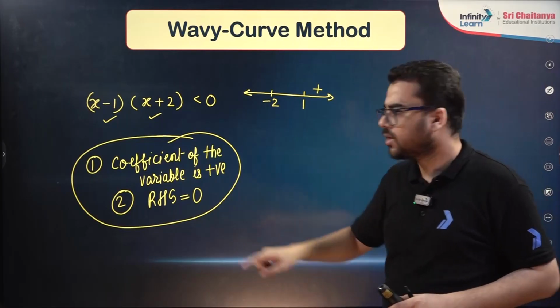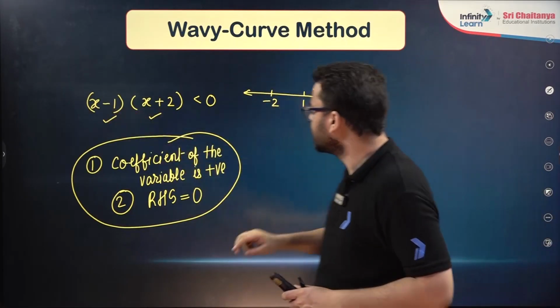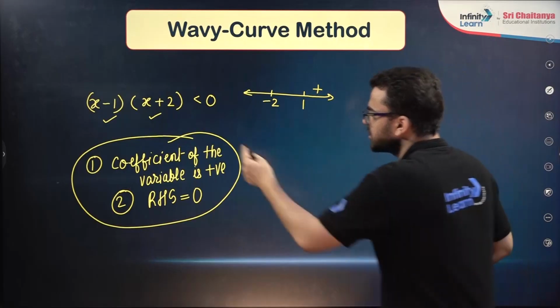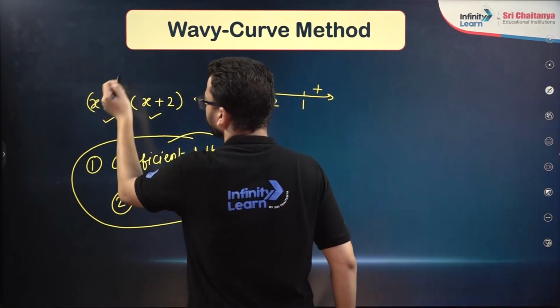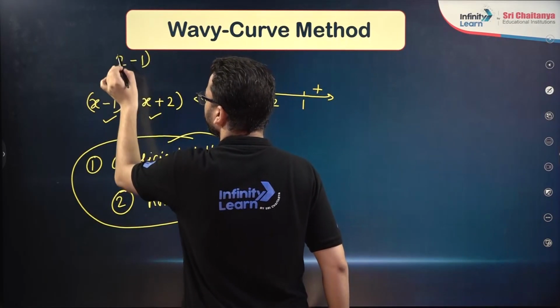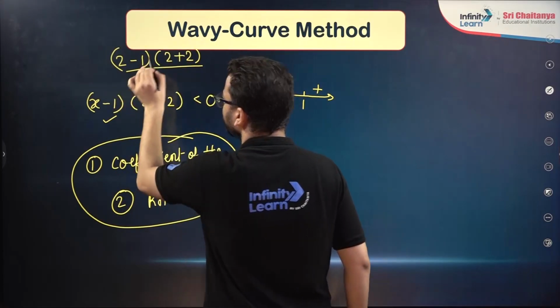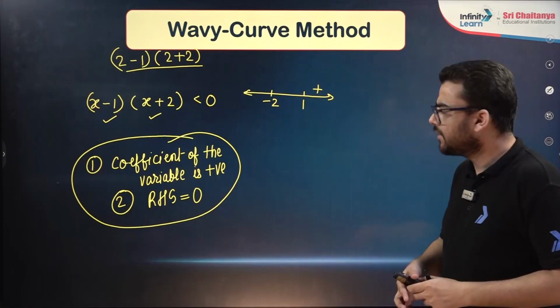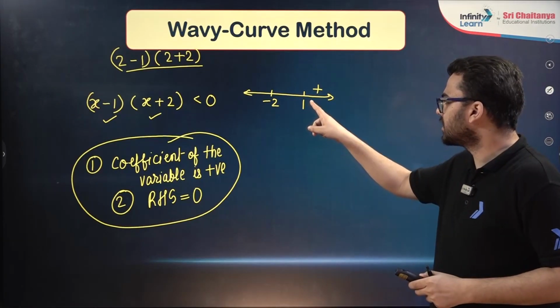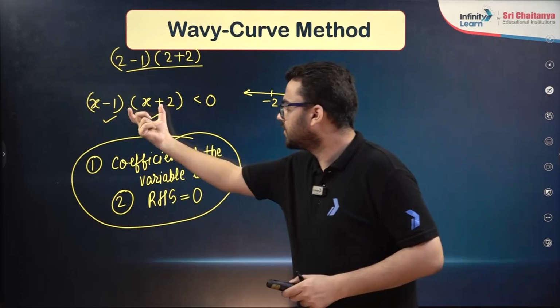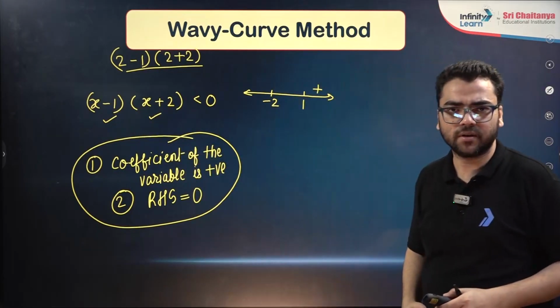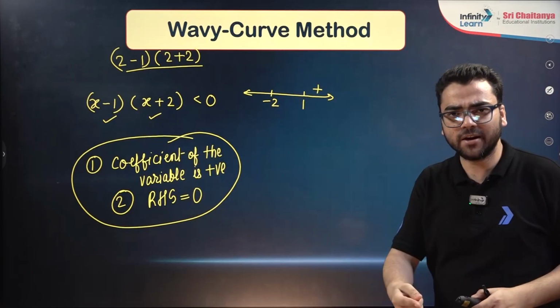You can check it. You put any value of x which is greater than 1. Suppose if I put x is equal to 2. So 2 minus 1 and then 2 plus 2. Isn't it a positive value? Yes, that's a positive value. So any value of x which you will put which is greater than 1, the value of this expression is going to be positive.